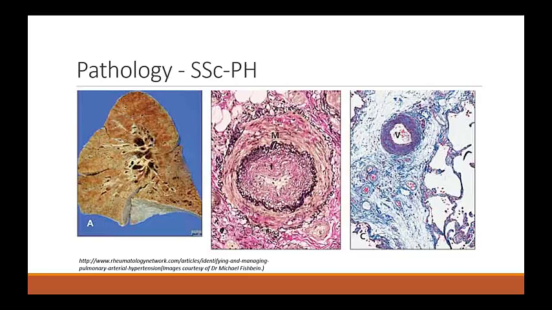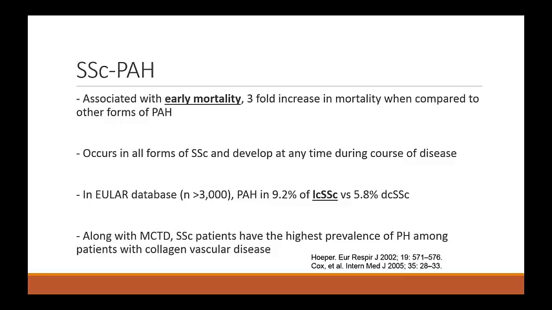This is pathology that you'd see in patients who have pulmonary hypertension in the setting of scleroderma. You'd see the intimal and the medial hyperplasia in the arteries, and you'll see the intimal hyperplasia in the veins. And that's just a gross architecture of what the lung would look like.